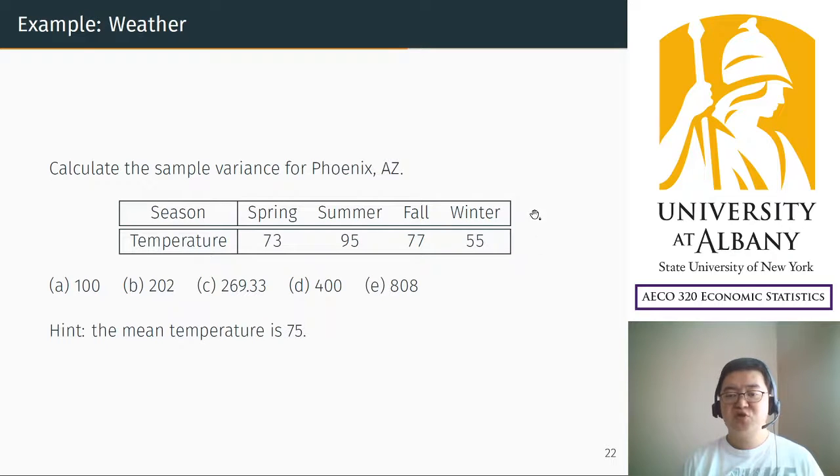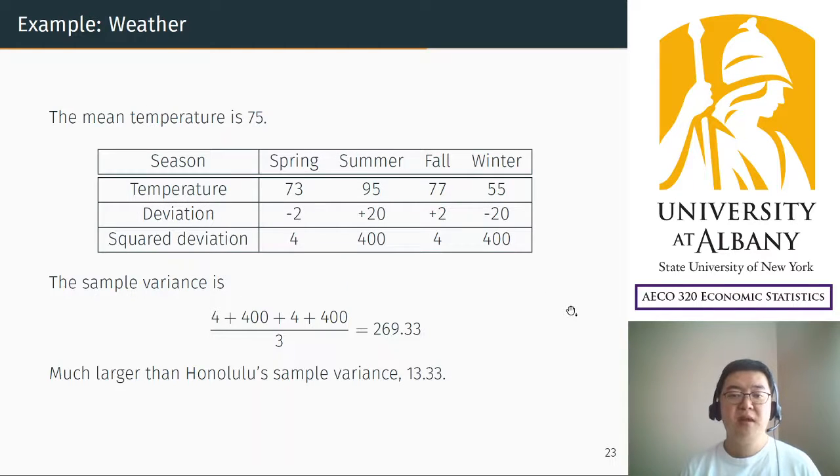And it's exactly the same structure. There are four numbers, and you may just do how I calculated the variance. Let's do this. The first step was to calculate the mean, which is easy: you can just add four numbers and divide by 4. And then using the mean, subtract the mean from each observation. 73 minus 75 is minus 2, which is the deviation for spring. And 95 minus 75 is plus 20, which is the deviation for summer. And 77 minus 75 is the deviation for fall. And 55 minus 75 is the deviation for winter.